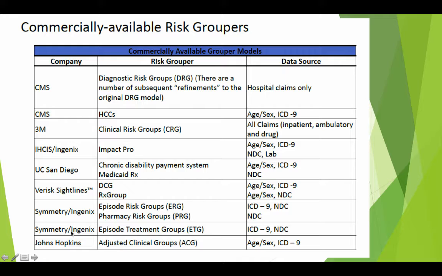These that are noted as Ingenix, Ingenix is now Optum. So you'll see these as Optum now, but they have a risk grouper that's penetrated the market pretty well. So you'll see their stuff out there for risk groupers as well. So lots of them out there. They all do a lot of the same thing, but they use different data sources to come up with that risk score ultimately.